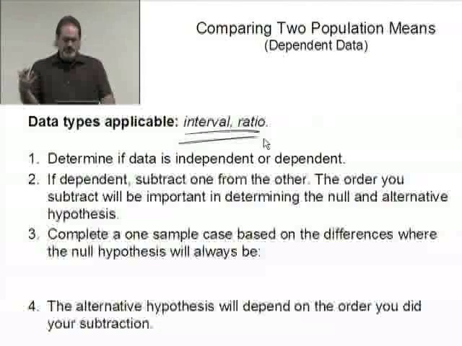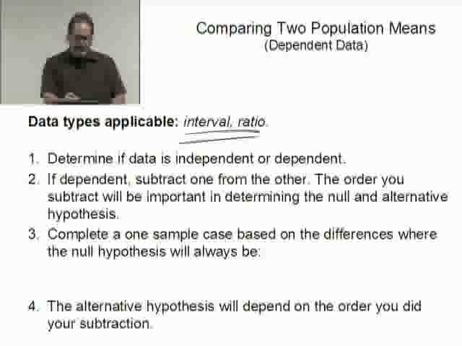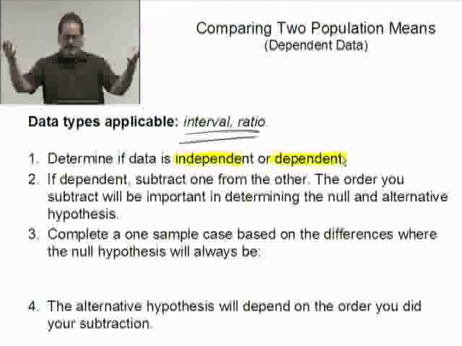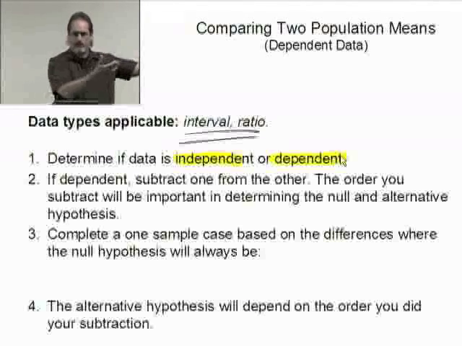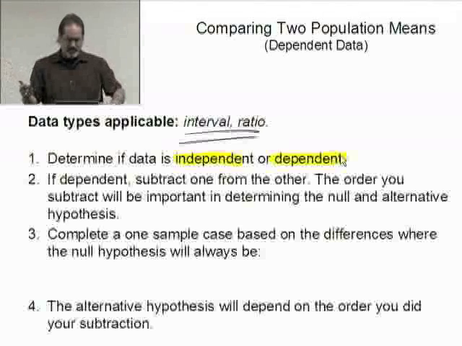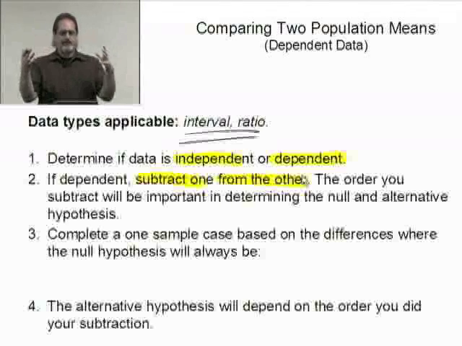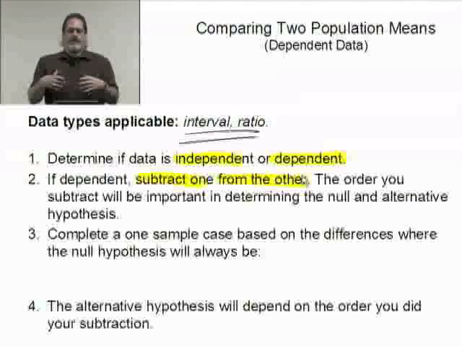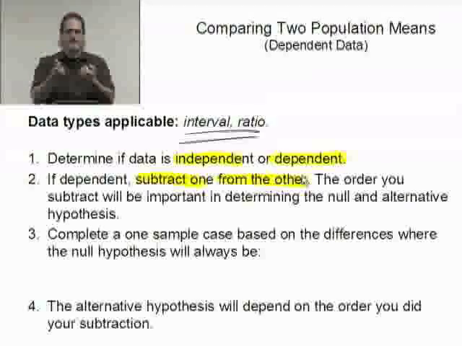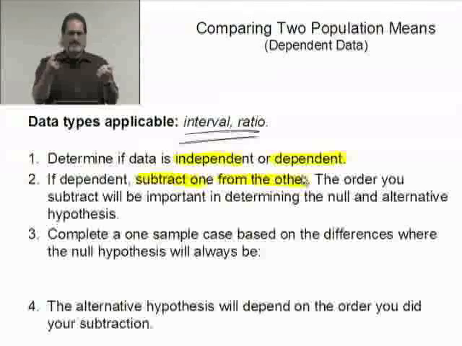Now the first thing you want to do is, number one, determine if the actual data, these two data sets that you're working with, are independent or dependent. If it's independent, we've already covered that technique. If it's dependent, then what we're going to actually do is subtract one from the other. So I have like a before and after testing scenario, or perhaps before and after taking some type of herb to see if it increases my strength or something like that.